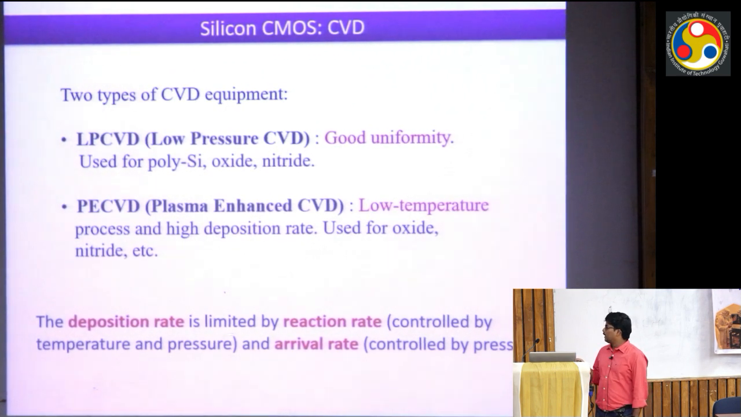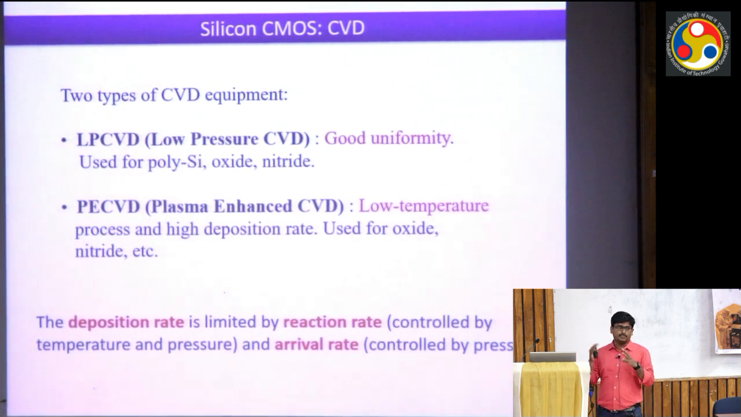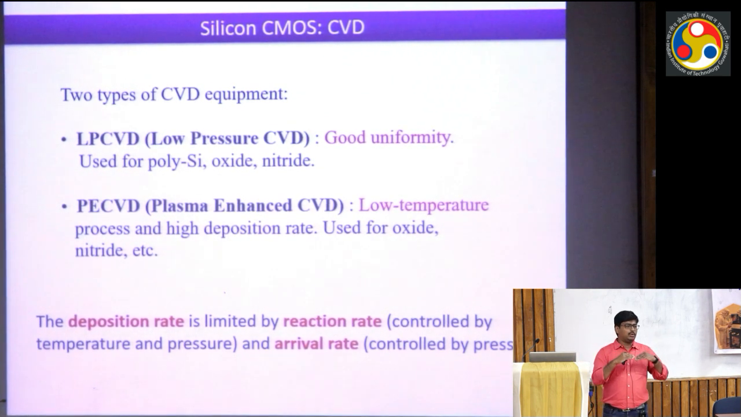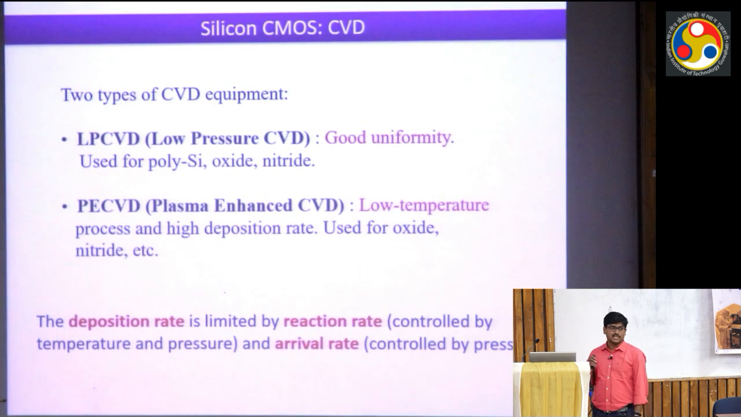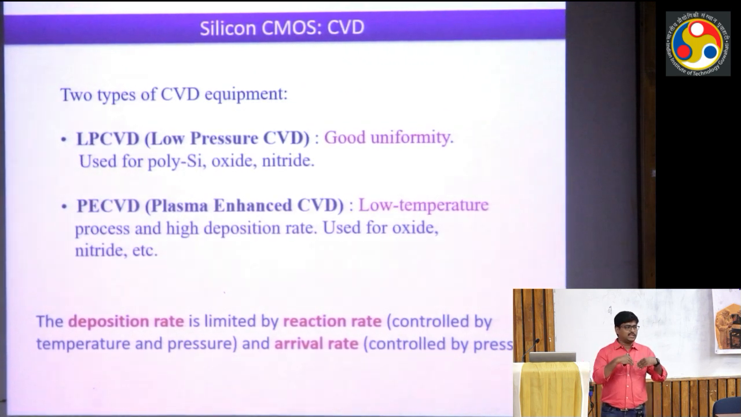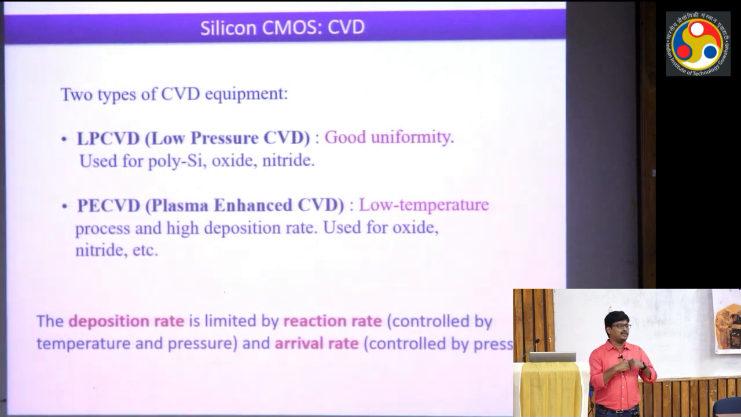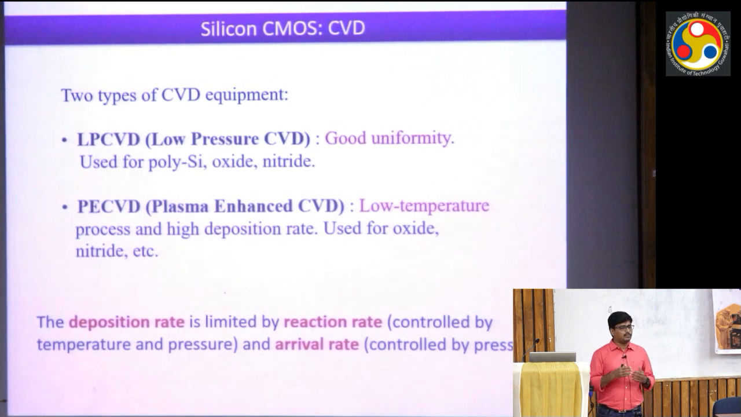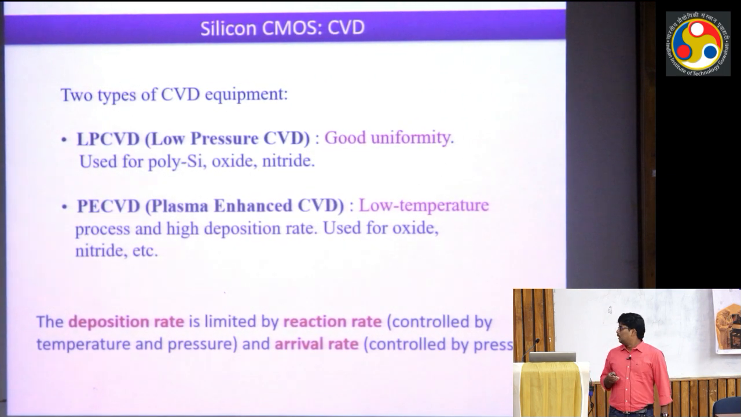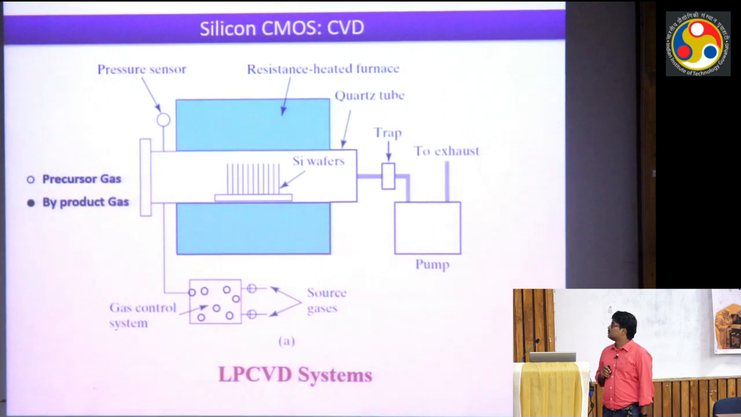Another fact that will decide this deposition rate is the arrival rate. The arrival rate means the arrival rate of atoms to your substrate. That arrival rate will also be decided by the pressure inside the chamber. You can guess, if the chamber pressure is low, your atoms or gas molecules can arrive quickly at your substrate, but for high pressure it is difficult. So these are the two parameters which will eventually decide our deposition rate for CVD in silicon technology.